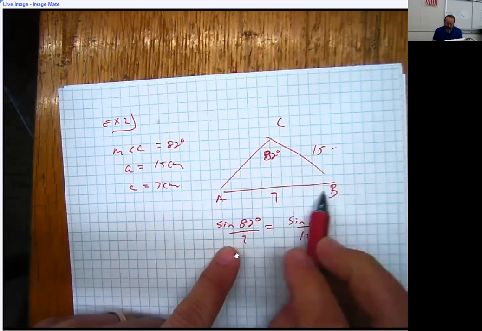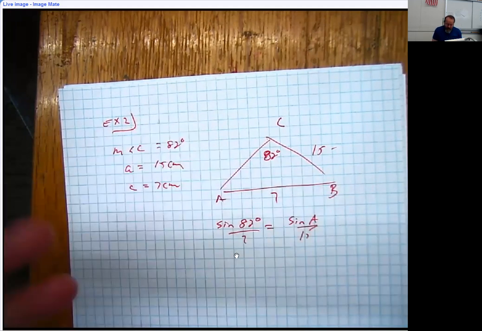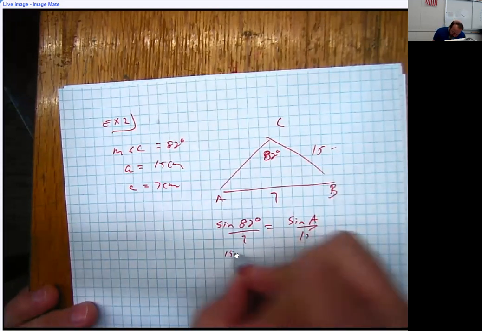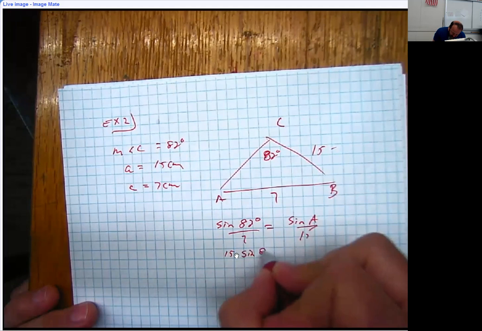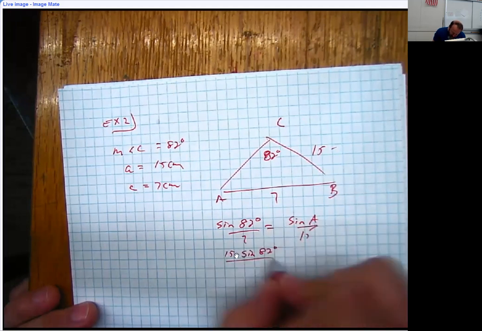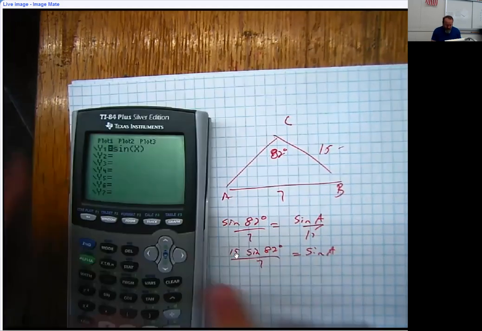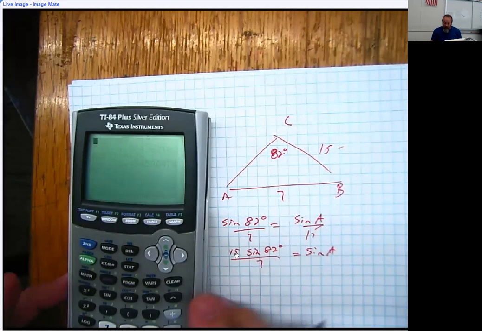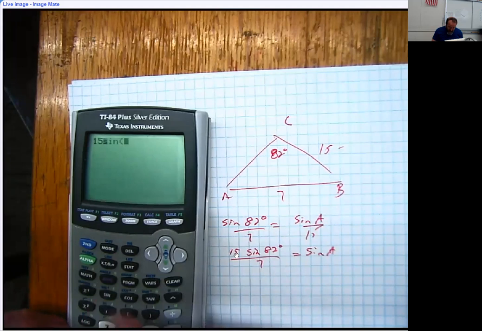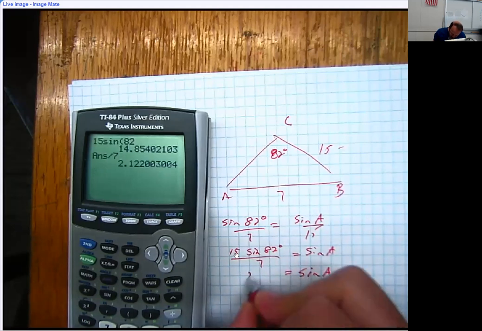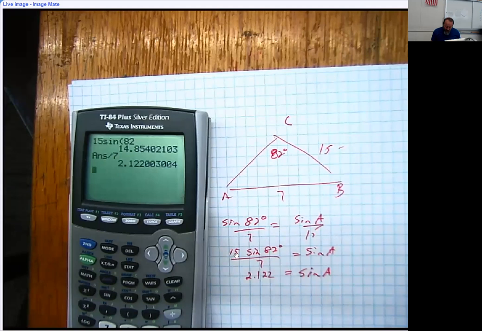I can't use B because I don't know anything about the side or the angle. So what I get is 15 times the sine of 82. I'm going to multiply both sides by 15. Now, something interesting happens this particular time, because when I take 15 times the sine of 82, and then I divide that by 7, I have that the sine of A is 2.122. But we know something.